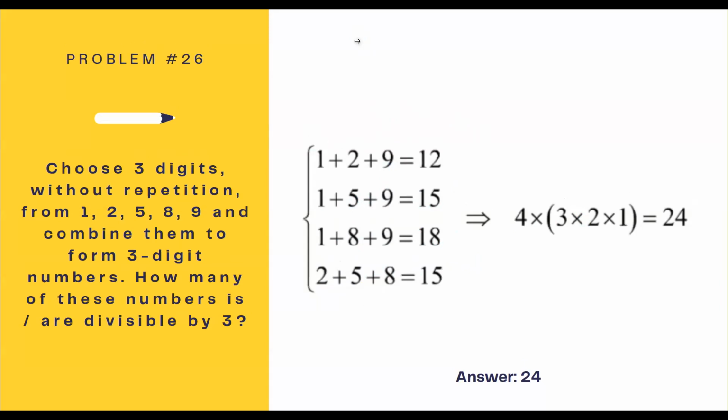So that's why we have 4 times 3 times 2 times 1. Okay. So the answer for this one is 24. So how do you get 60? There are some of you who answered 60. So the answer for this one is 24.